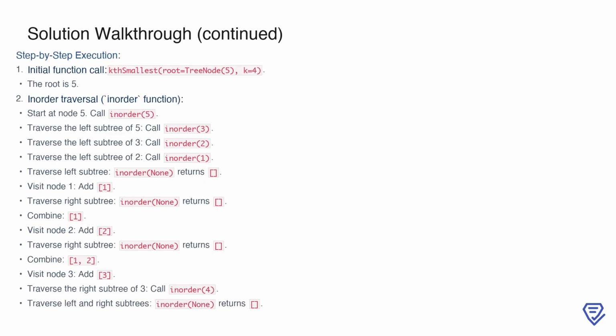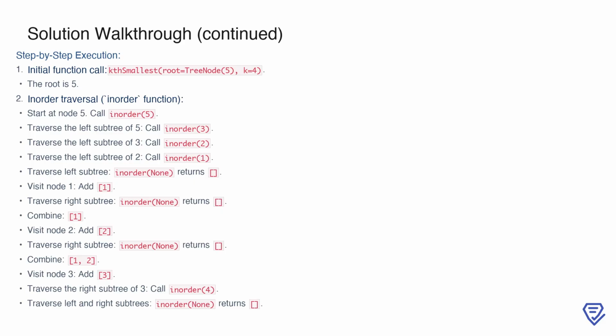In this second example, the task is to find the fourth smallest element in a larger binary search tree. Here, the root node is 5, with 3 as its left child and 6 as its right child. Node 3 has 2 children, 2 on the left and 4 on the right, while node 2 has a single left child, which is 1.